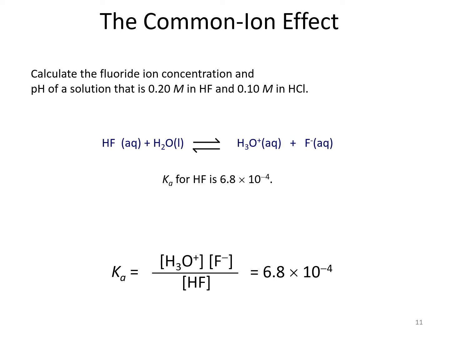If you want to calculate the pH of a solution that is 0.2 molar HF in a 0.1 molar solution of HCl, you start by recognizing that HF is a weak acid. Write the equation down. Find the Ka if you need to. There are tables in your textbook. There's tables online to find the Ka. And it helps to go ahead and write the Ka expression.